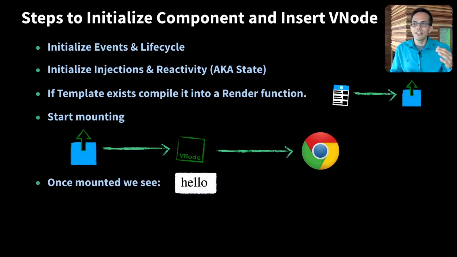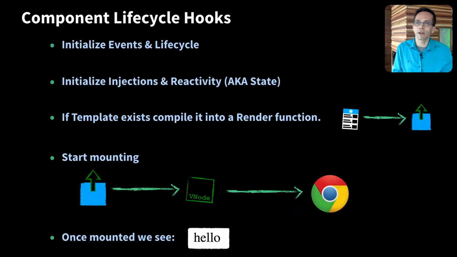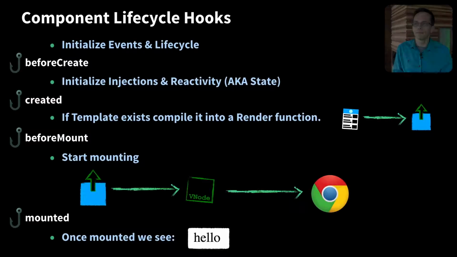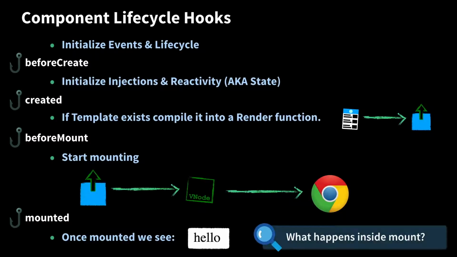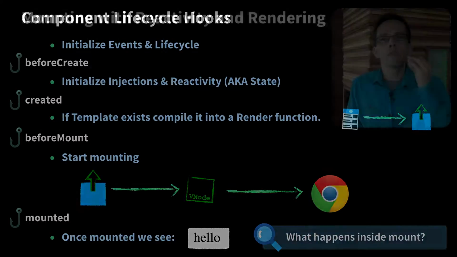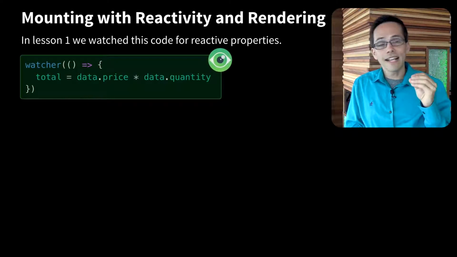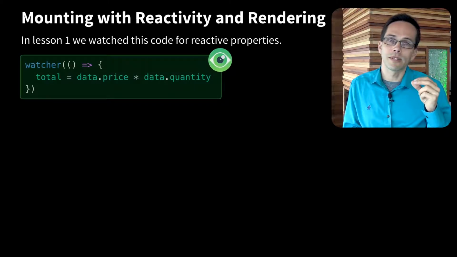Now, in between each of these different items, we have our component lifecycle hooks, which you're probably already familiar with. We have before create, we have created, before mount, and mounted. I don't know about you, but when I got to this point, I started to wonder, what happens inside of mount in this whole lifecycle with regards to component rendering? Remember back in lesson 1, we watched this code for reactive properties, and if they got accessed, then we remembered this bit of code for later to run it again if those properties got set.